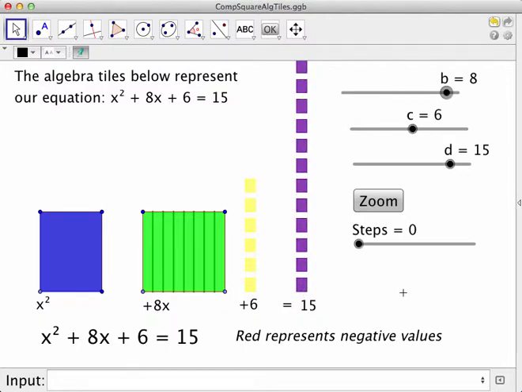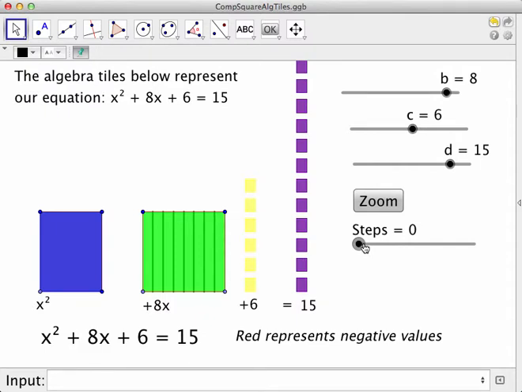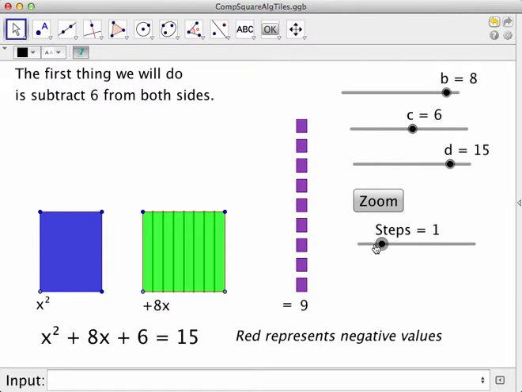The first step here is we will subtract 6 from both sides. So we're clearing away anything from the left side that does not have an x in it. So we started with x squared plus 8x plus 6 is equal to 15. We subtracted 6 from both sides to get x squared plus 8x is equal to 9.